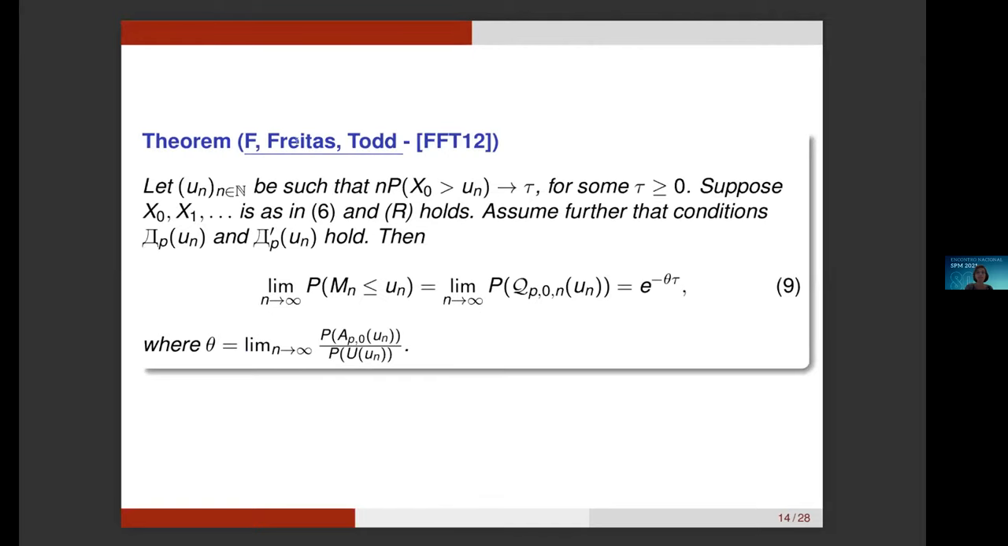And here is the result with Jorge Freitas and Mike Todd that says that under the previous conditions, the limiting law for M_n is given by the exponential of minus theta tau. And I recall that this theta is simply given by one minus the backward contraction rate of Fp at zeta. And this theta can be obtained simply by taking this limit, so the limit of these quotients. In the numerator, we have the measure of the annulus. In the denominator, the measure of the ball. And this is the result.